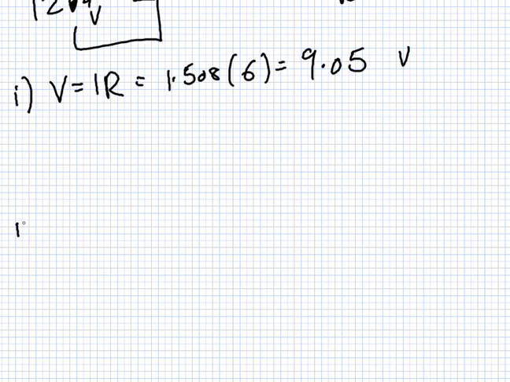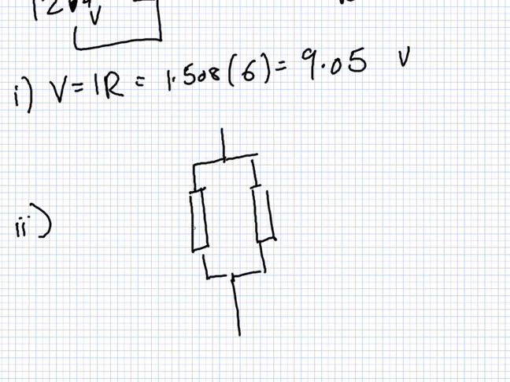Now, number 2, let me draw it. They want it for the 5 and the 4. So what's happening here is, this is a 4 and this is a 5. What's the current? The current here is 1.508 amps, and the current here is 1.508 amps. But the current in each of these is not 1.508 because the current splits, as we know from Kirchhoff's junction rule.